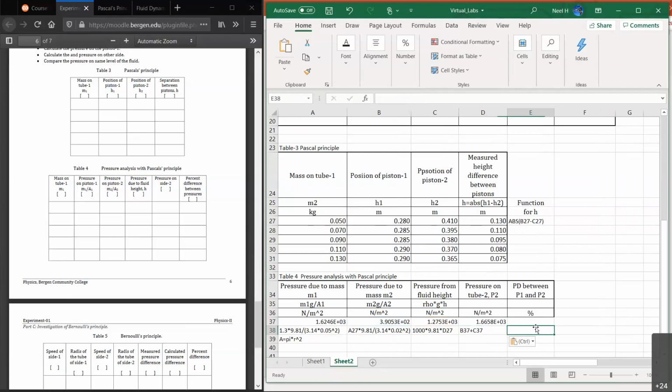And then do the percentage difference. Now the percentage difference here I need between pressure on tube 2 and then total pressure on tube 1. Okay, pressure on side 2. Let's use a different name here: Total pressure on side 2, the same level, otherwise you might get confused later. Side 2 on the same level.